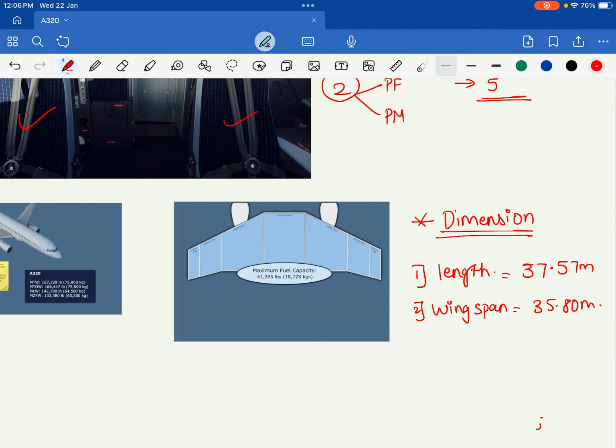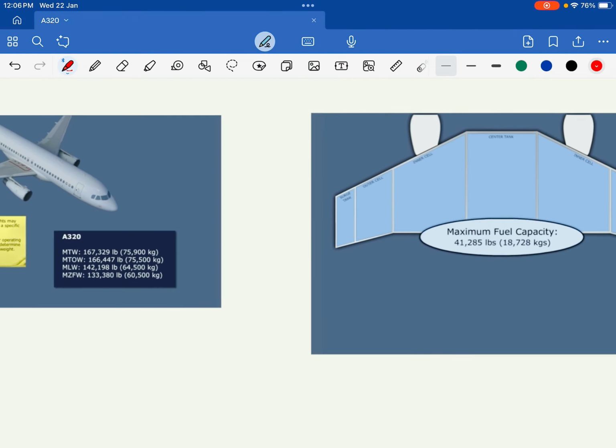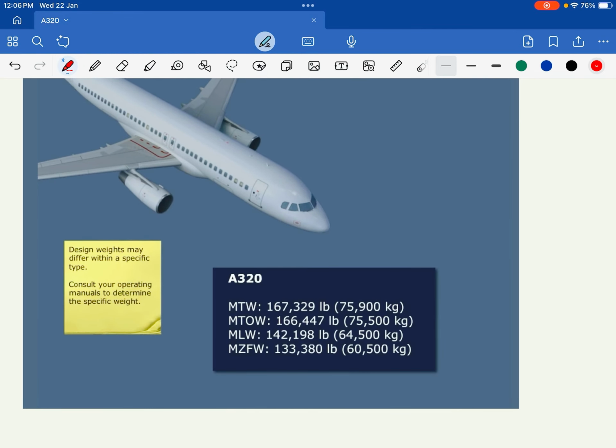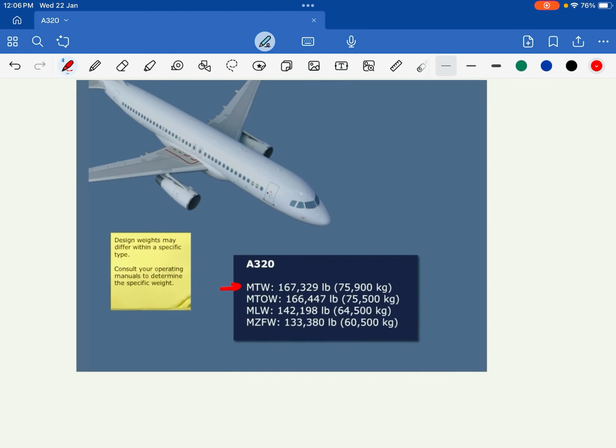Okay, now the next requirement which we will see is the maximum weights of an aircraft. So first one, maximum taxi weight is 75,900 kgs. Maximum takeoff weight is 75,500 kgs. Maximum landing weight is 64,500 kgs. And maximum zero fuel weight is 60,500 kgs. So these are all the weights which you need to remember.